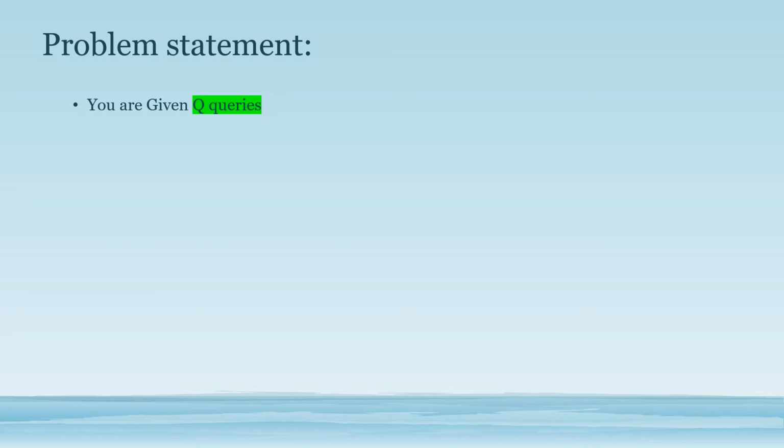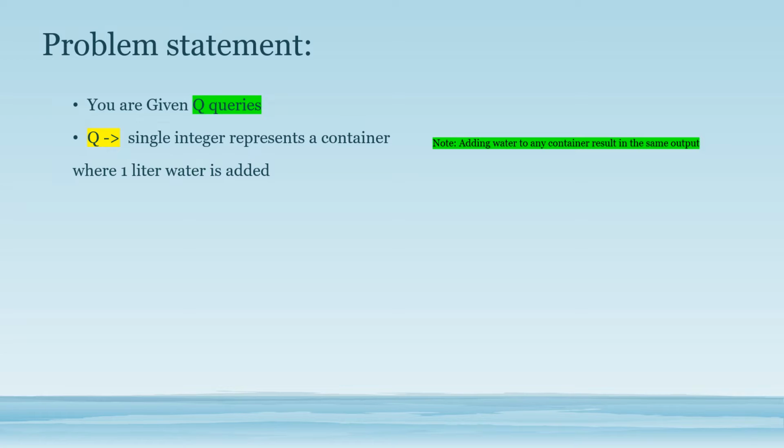You are also given Q queries, and each query is a single integer representing a container where 1 liter of water is added. By the way, every container is exactly the same and can hold only 1 liter of water. You can add water to container 1, 2, 3, any container, but it will start filling from the bottom. So it doesn't matter where you add the water. That is what the statement says.